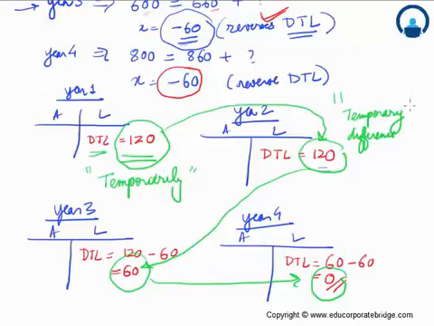Okay. Then there can be some differences which do not reverse. These are called permanent differences. I'll come to what permanent differences are and how they are taken on a balance sheet. But for the time being, please understand that temporary differences go back and reverse themselves to 0.